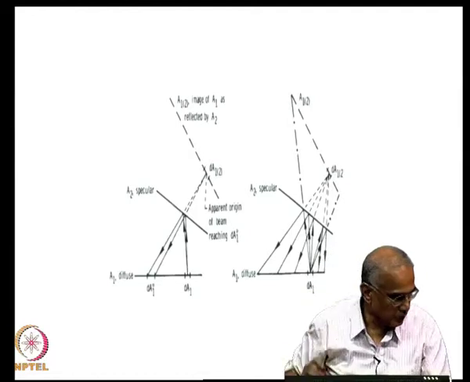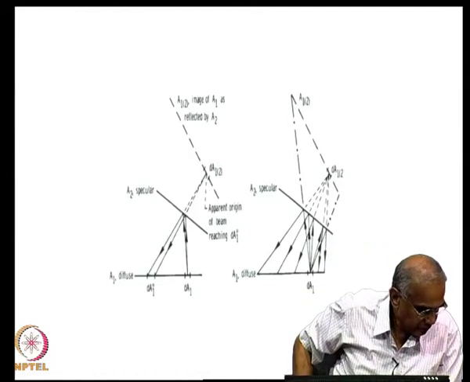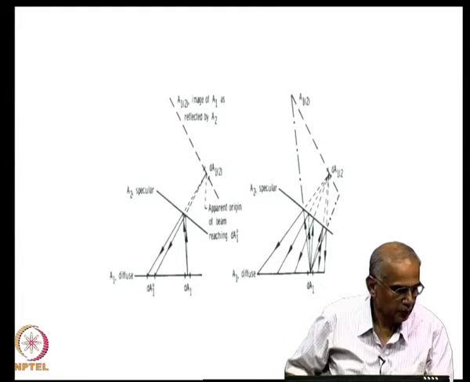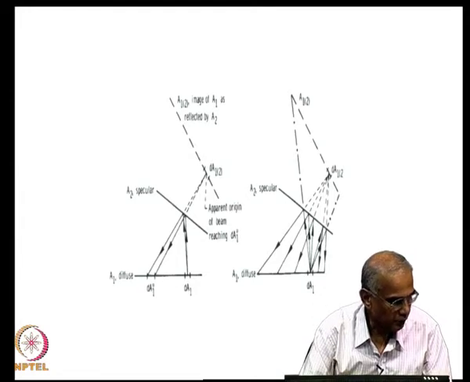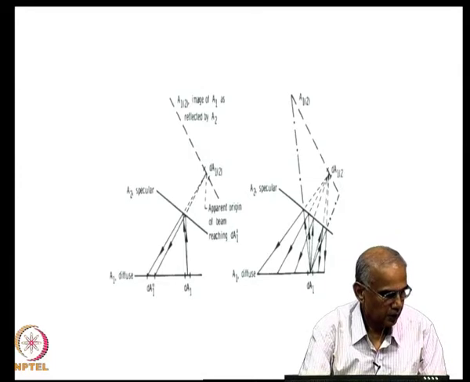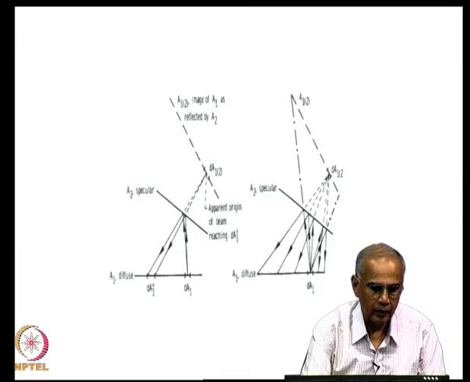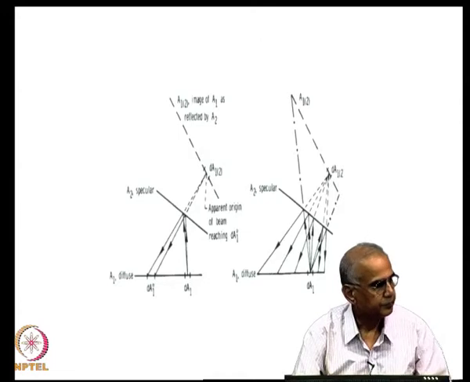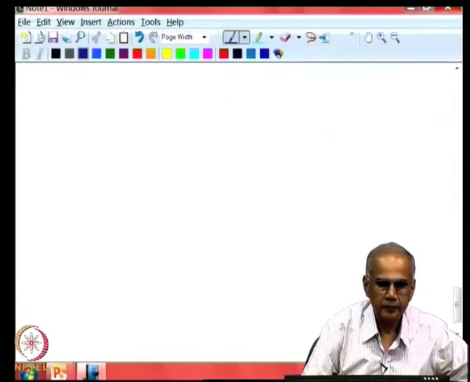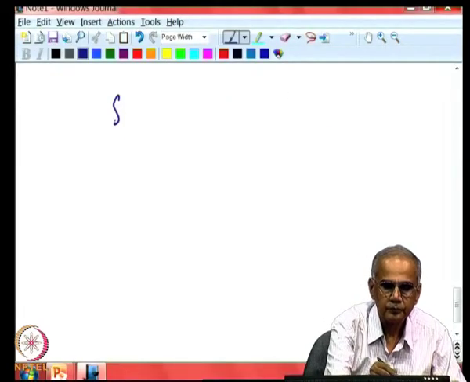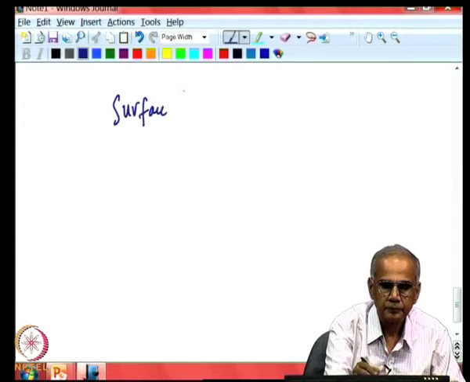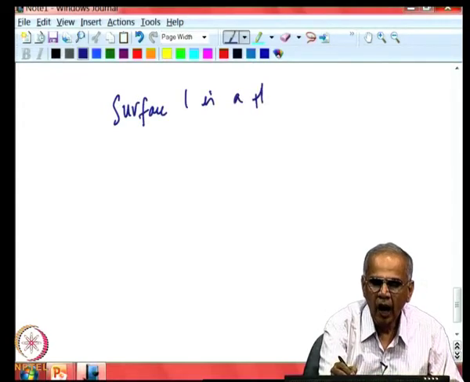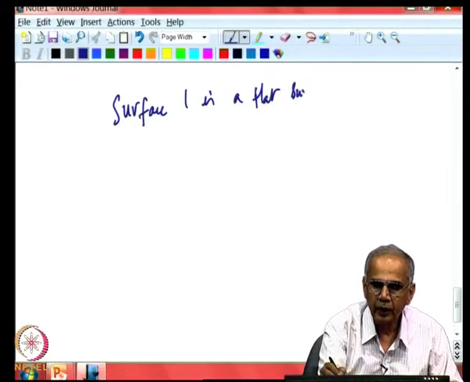So, to put this issue in a clearer fashion, what we want to say is that radiation that goes from 1, remember 1 is a flat surface. Normally, if 1 is a flat surface, you will assume that F11 is 0.